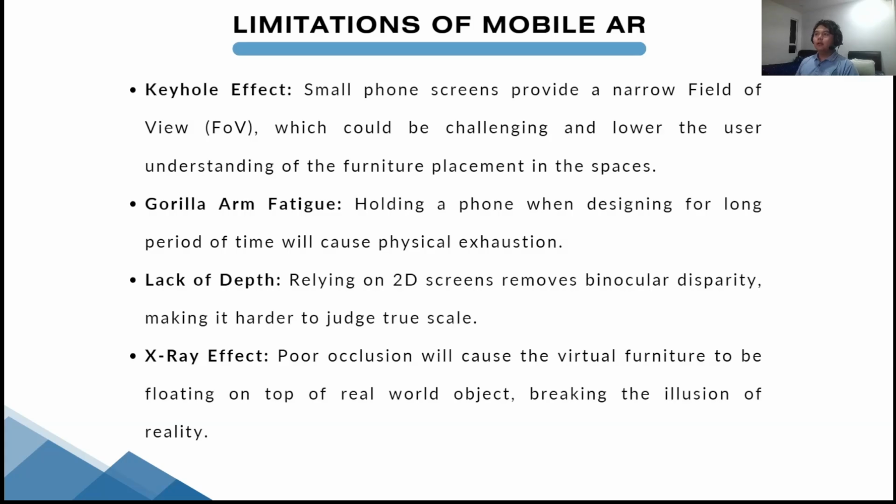Firstly, the keyhole effect. This effect happens when a small phone screen is used. When designing, it provides a narrow field of view, which could be challenging and lower the user's understanding of the furniture placement in the space. Secondly, we have gorilla arm fatigue. When a user holds a phone for too long when designing, it will cause physical exhaustion. Thirdly, lack of depth. Relying on a 2D screen removes binocular disparity, making it harder to judge true scale. And finally, the occlusion effect. Poor occlusion will cause the virtual furniture to float on top of real objects, breaking the illusion of reality.